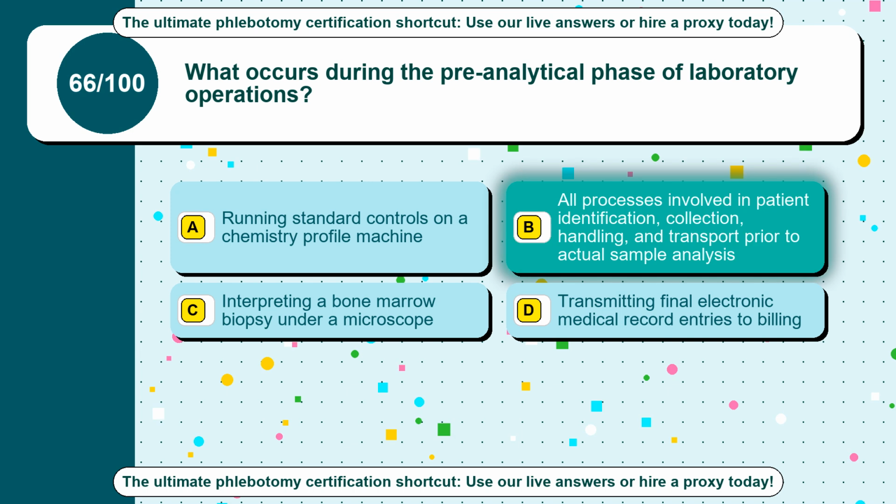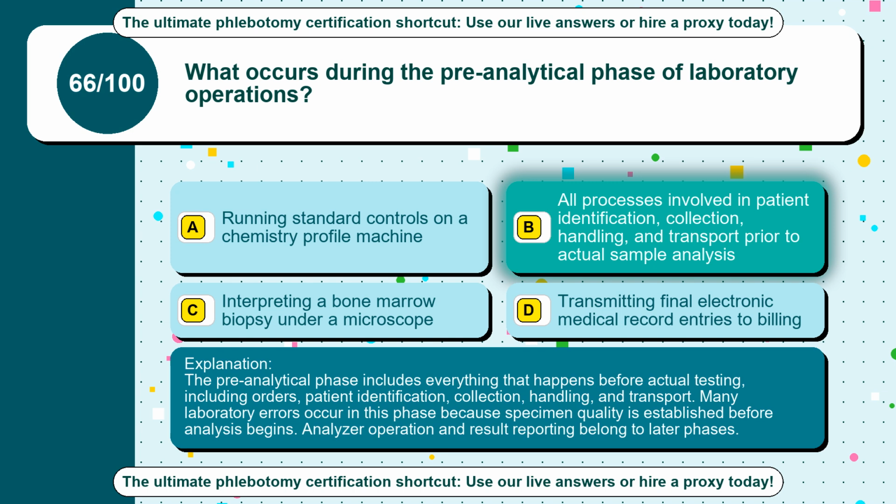The correct answer is option B. All processes involved in patient identification, collection, handling, and transport prior to actual sample analysis. The pre-analytical phase includes everything that happens before actual testing, including orders, patient identification, collection, handling, and transport. Many laboratory errors occur in this phase because specimen quality is established before analysis begins. Analyzer operation and result reporting belong to later phases.